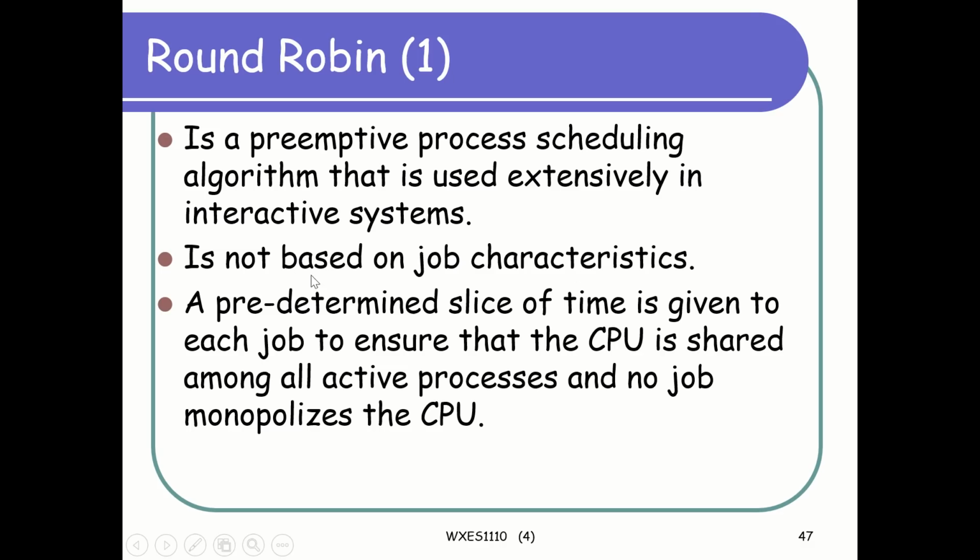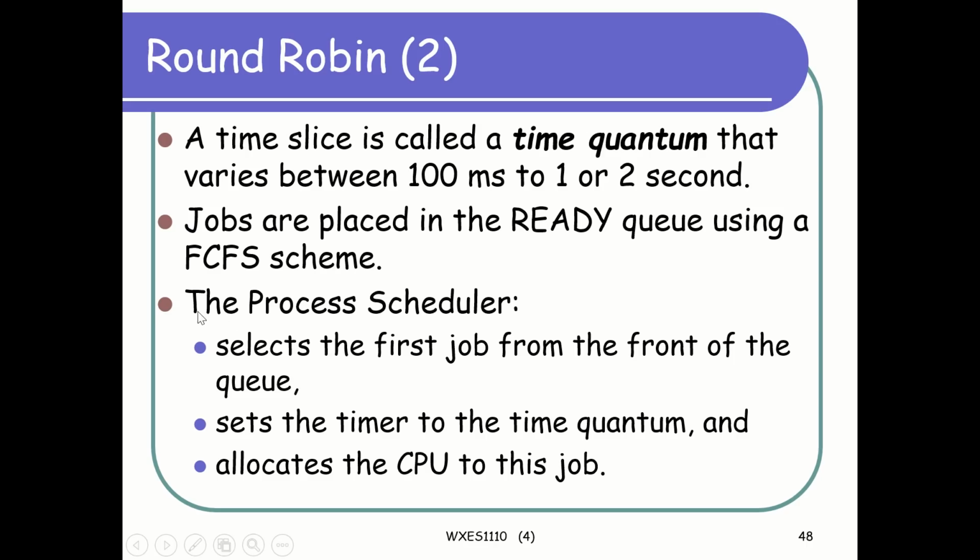It's not based on job characteristics. A predetermined slice of time is given to each job to ensure that the CPU is shared among all active processes and no job monopolizes the CPU. A time slice is called a time quantum, and it varies between 100 milliseconds to 1 or 2 seconds. Jobs are placed in a ready queue using a first come, first serve scheme. So the process scheduler selects the first job from the front of the queue, sets a timer to the time quantum, and allocates the CPU to this job.